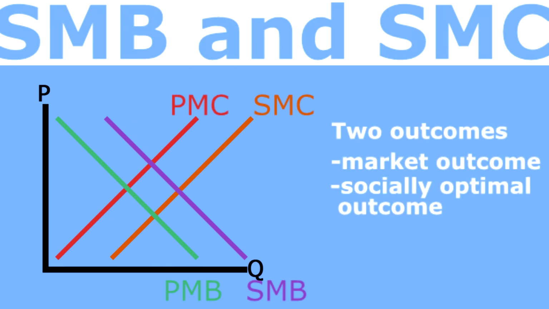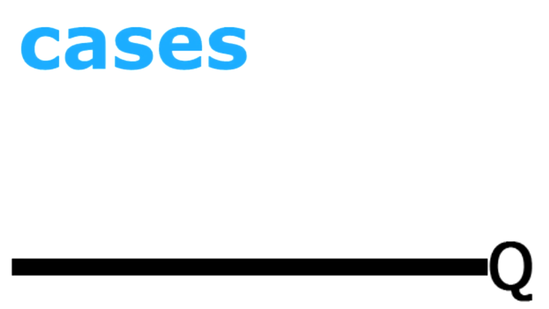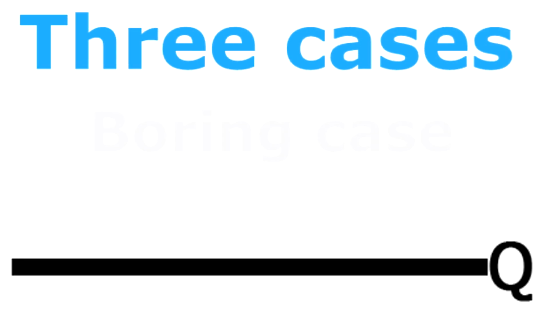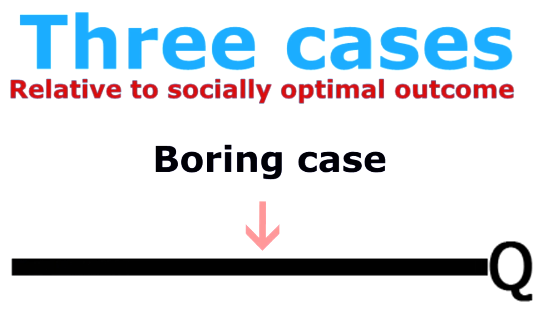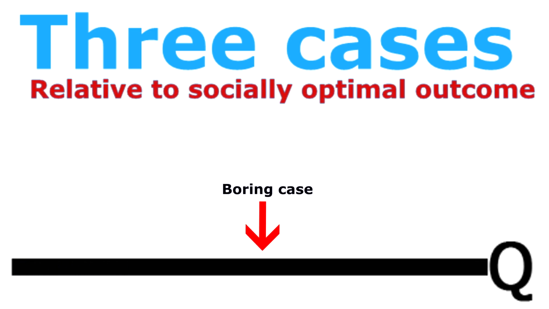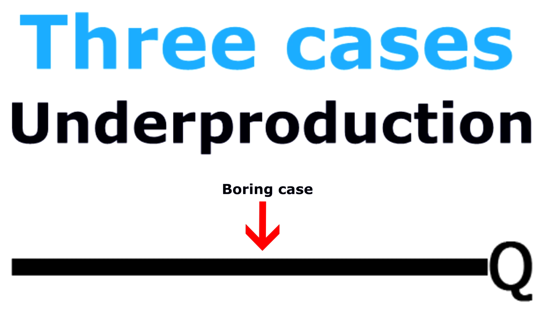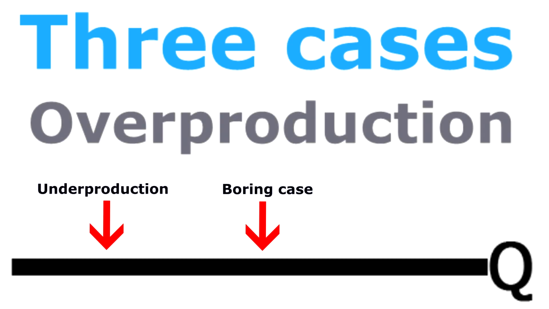To keep things simple, let's assume that the only reason for a mismatch between these outcomes is the presence of externalities. We have three cases that can occur in the market. The boring case, which I like to refer to as the crimes of Grindelwald case, where the amount of goods produced is just right, the case where there is an underproduction of the good, and the case where there is an overproduction of the good.